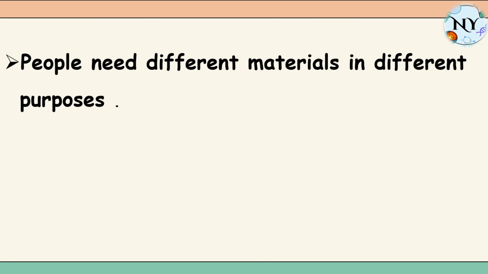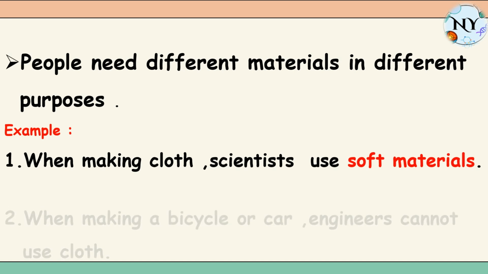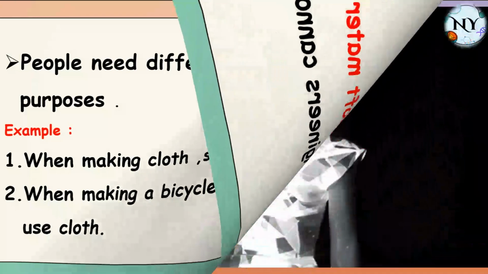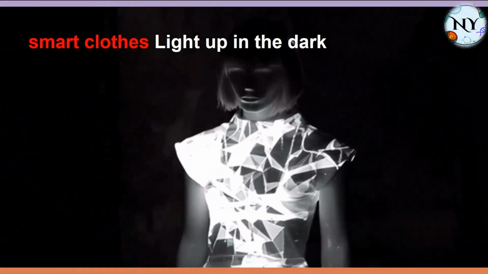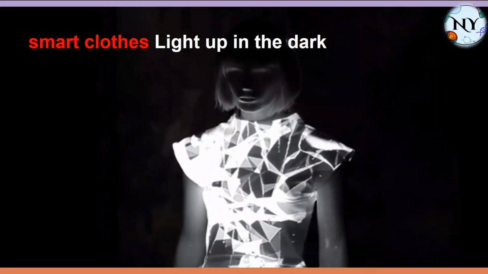People need different materials for different purposes. We have here the last topic in this concept, which is talking about different materials. Each material has its own purpose. For example, when we make clothes, scientists use soft or smooth materials, while when we make a bicycle or a car, engineers cannot use cloth. They must use hard materials. So scientists make smart clothes from smart materials.